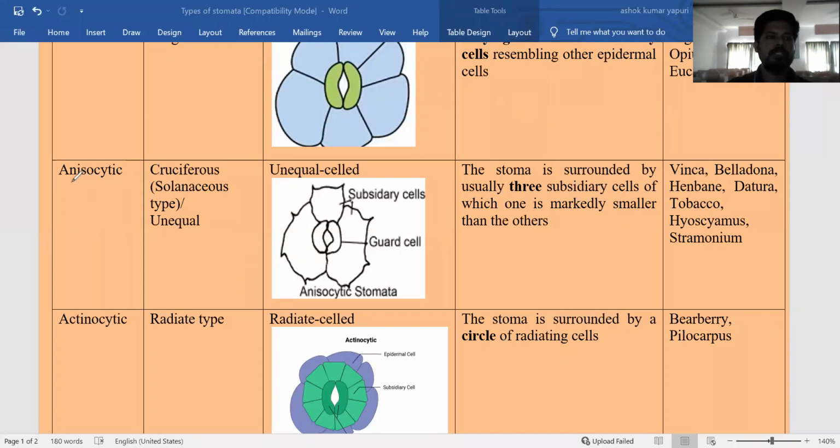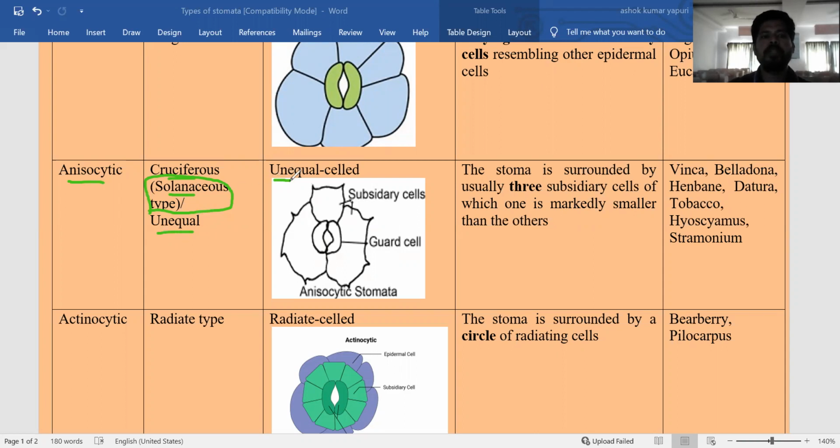This anisocytic stomata is also known as cruciferous, solanaceous type, or unequal. Aniso means the cells are unequal. That's why it is also called unequal, cruciferous, or anisocytic stomata. One thing you have to remember easily: the drugs which belong to the solanaceous family must come under anisocytic stomata. The examples under anisocytic stomata all belong to the solanaceous family.